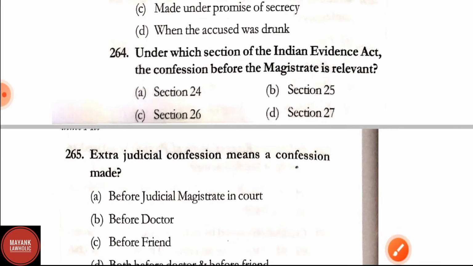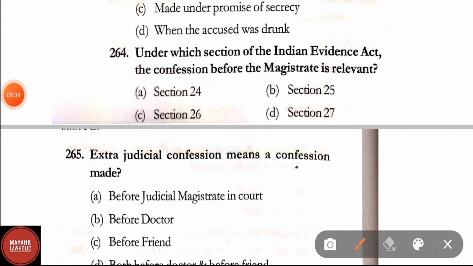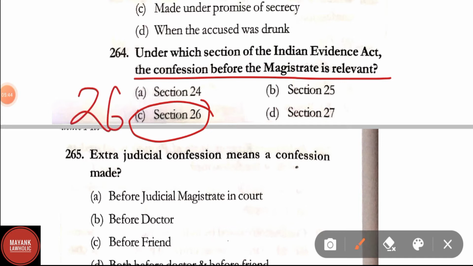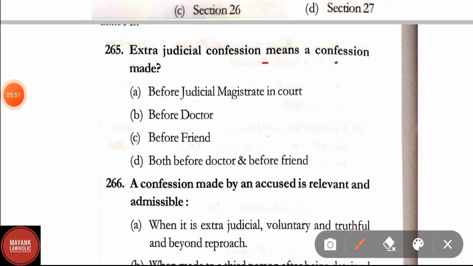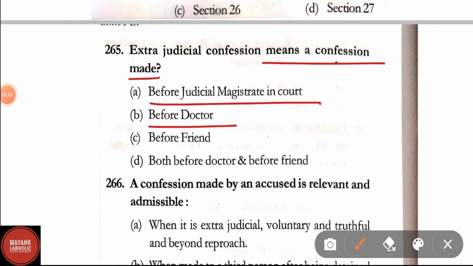Question number 264. Under which section of Indian Evidence Act the confession before the magistrate is relevant? Correct answer is option C, that is section 26 of Indian Evidence Act. Confession made before the magistrate is relevant. Question number 265. Extrajudicial confession means a confession made before judicial magistrate in court, before doctor, before friend, or before doctor and before friend. Here correct answer is option D, both before doctor and before friend.